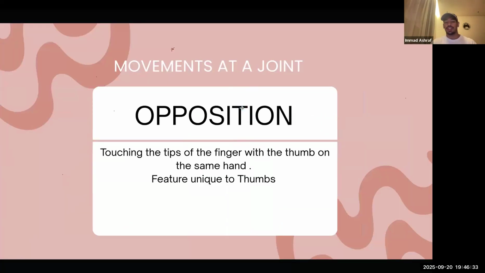Opposition is a special thing that only your thumbs can do. This is a movement that's specific to your thumbs. And this is something that can come in the exam. They might ask, which of the following is specific to your thumbs, or which of the following can do opposition? So basically, look at me. When I do this, or this, or this, or this, that is opposition. I'm touching the tip of my finger with my thumb on the same hand. That's opposition, and it's unique to thumbs.